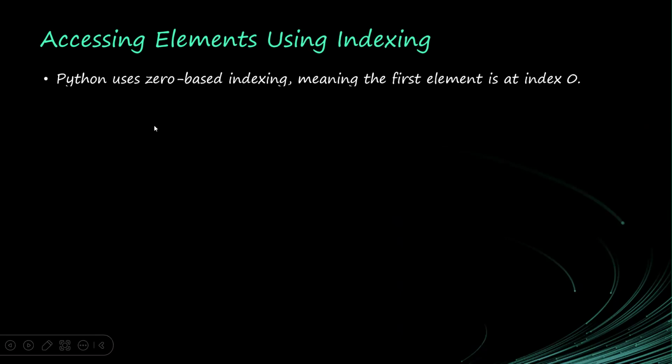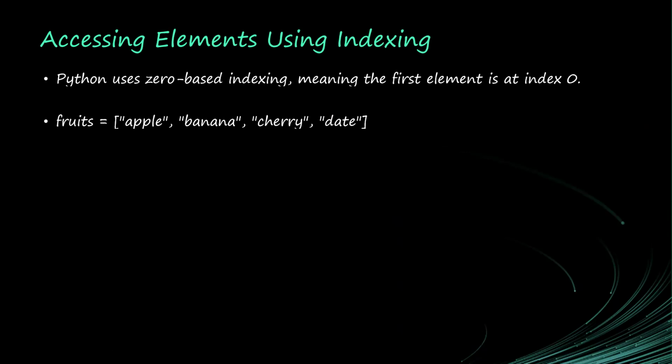Python uses zero-based indexing, meaning that the first element is at position 0. Remember that lists, like I said, are ordered data structures. When you have fruit like this, with apple, banana, cherry, and date, when we talk about indexing, we start from 0, not 1. So the first index here is 0. Apple is at index 0, banana is at index 1, cherry is at index 2, and date is at index 3.